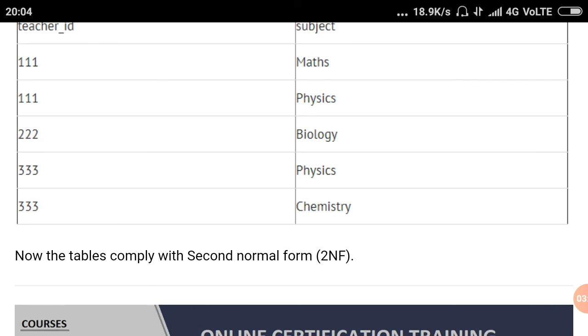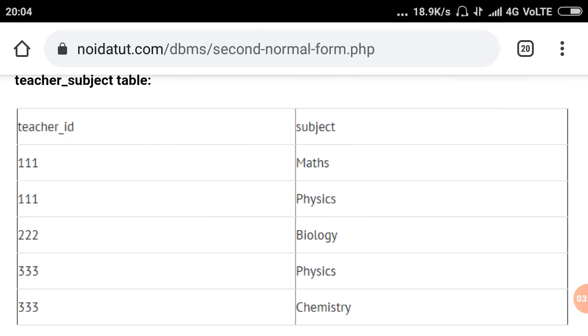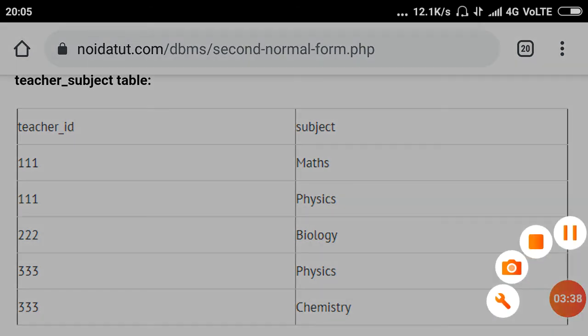You can see that 100% redundancy or repetition of data is still not achieved. So we are again going to work further with the third normal form to sort out the problems with the second normal form.